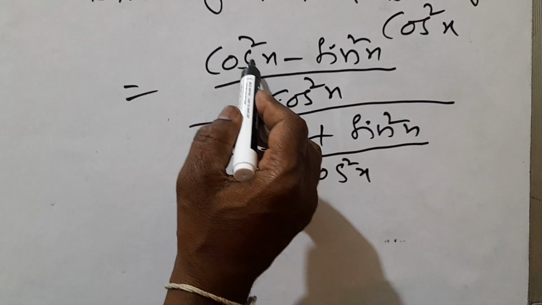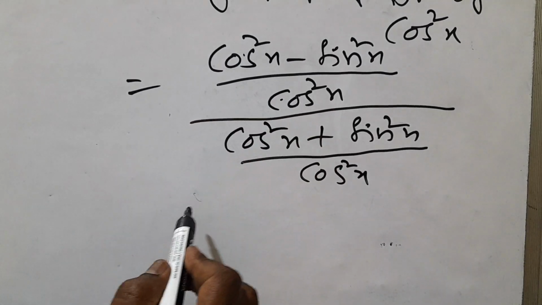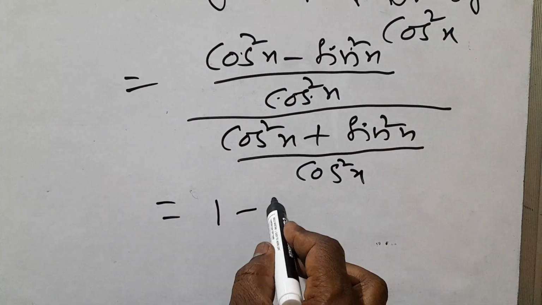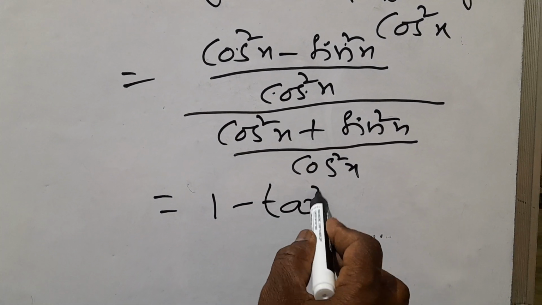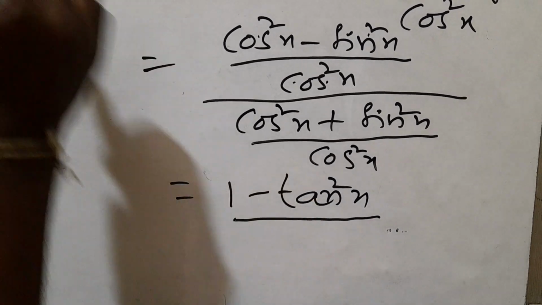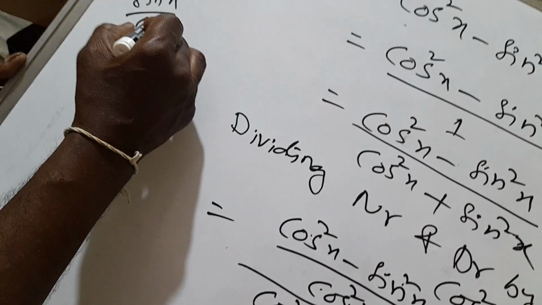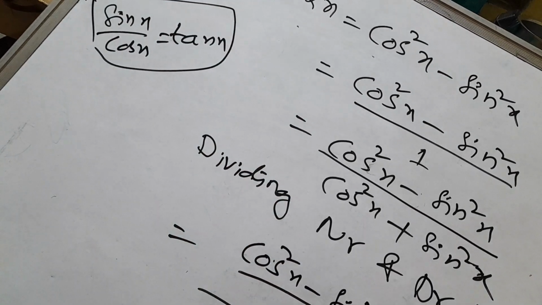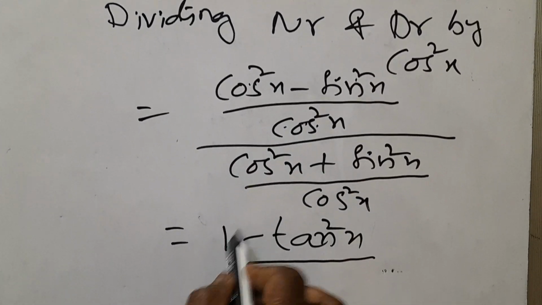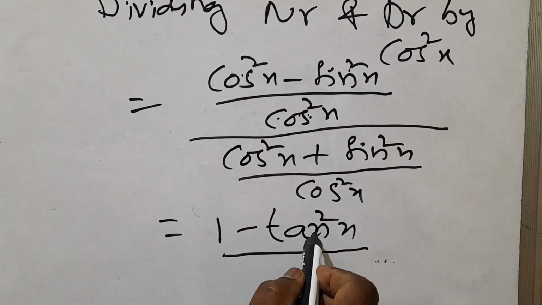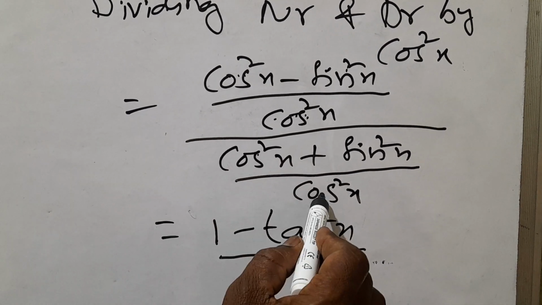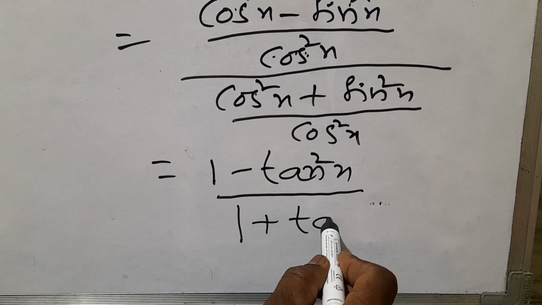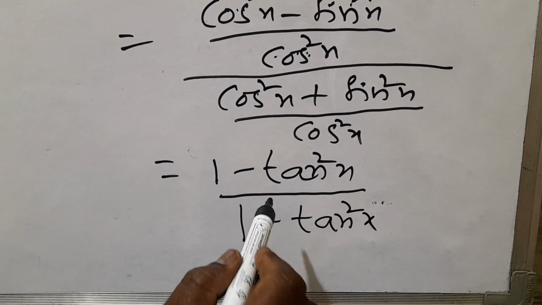Now we take the cos square x under cos square x. Cos square x by cos square x, it becomes 1, minus sin square by cos square is tan square. Like that, this is obtained. You know, sin x by cos x is tan x. Therefore here cos square by cos square is 1, sin square by cos square is tan square. In the same way in denominator, it becomes 1 plus sin square by cos square, which is tan square. Like that, this fourth formula is derived.